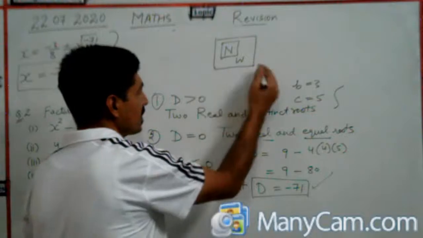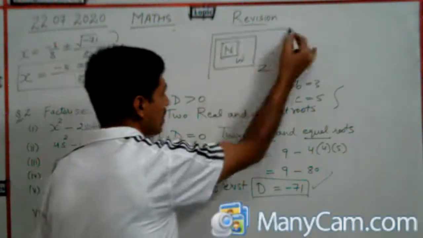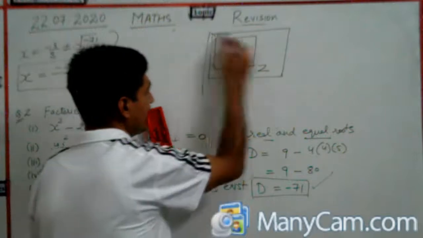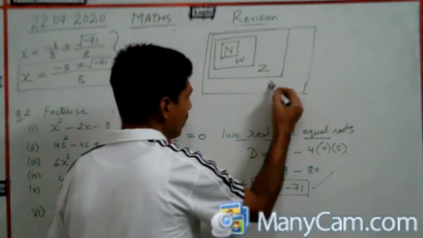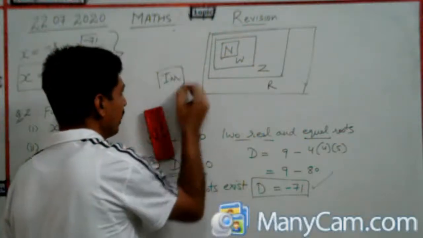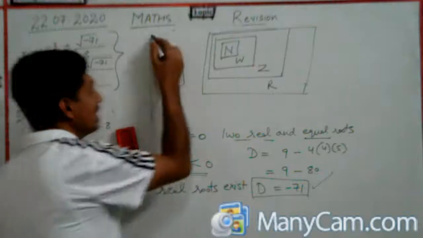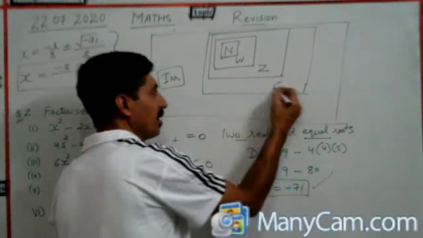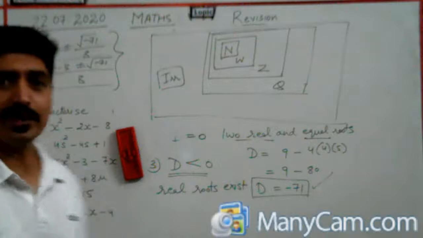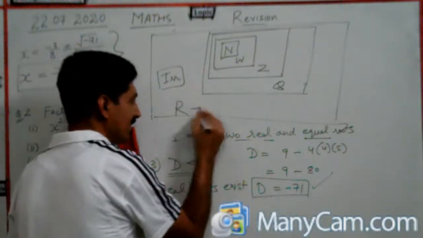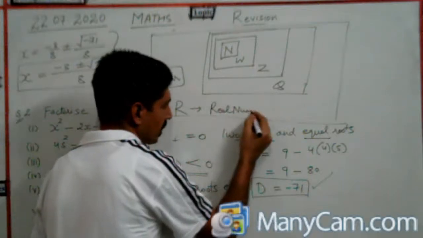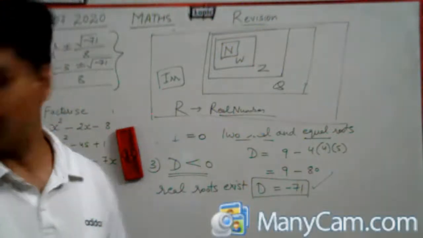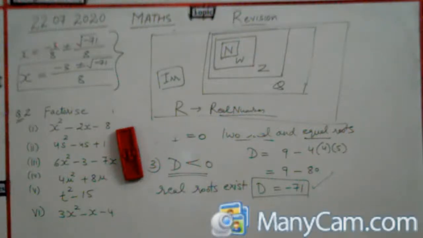Then your integers, Z, means all positive and negative numbers including 0. Then we are dealing with the next category, your rational numbers, denoted with Q. Irrational numbers are something different; they are not in this category. But all of these numbers are part of the real numbers, denoted with R. R stands for real number, meaning any number on the number line is a real number. I hope you are very clear with this question.